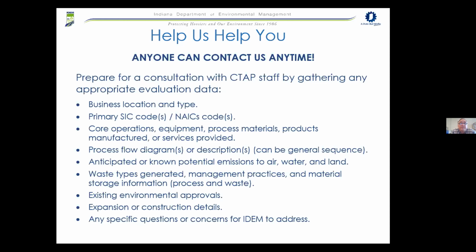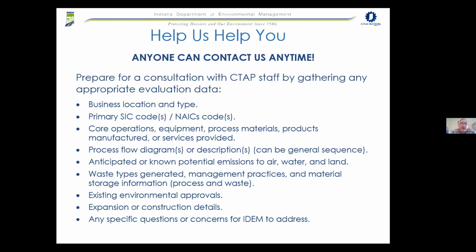Process flow, very big in determining what could be an emission source and what's the general sequence for that. Anticipate or know the potential emissions of your water, your air, your land, or maybe know what kind of waste you generate, your determination, if you will. Waste types generated, management practices and material storage information. What do you do? And talk about your process and your wastes.